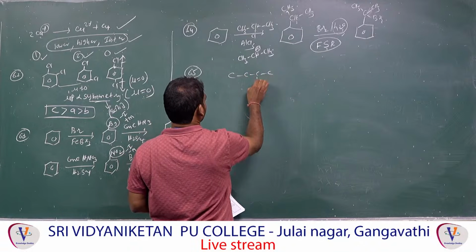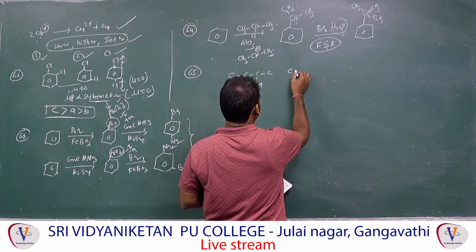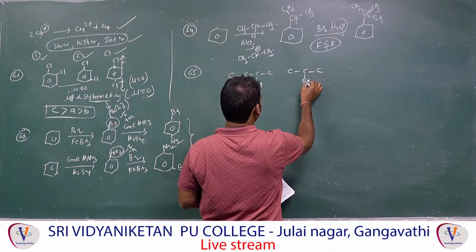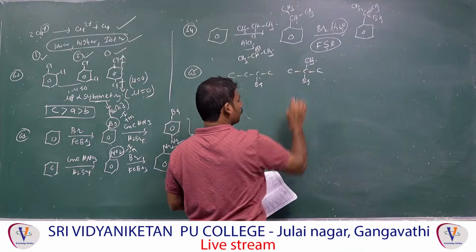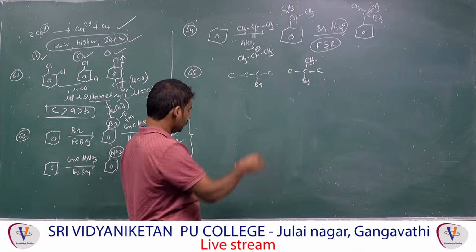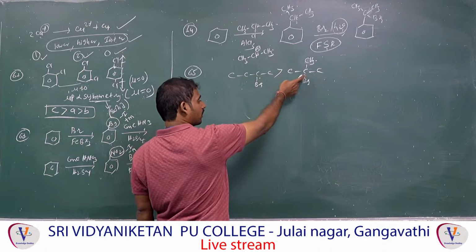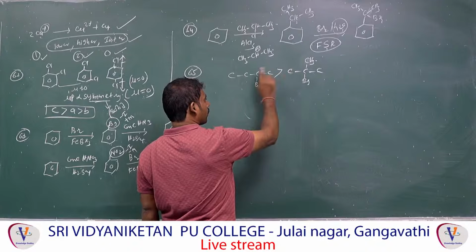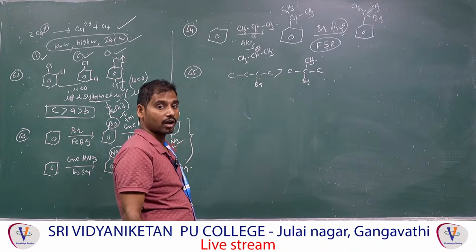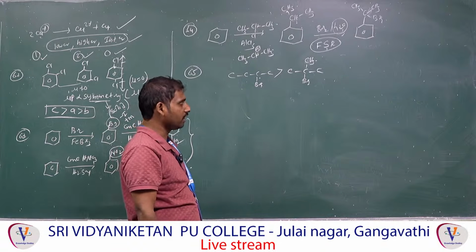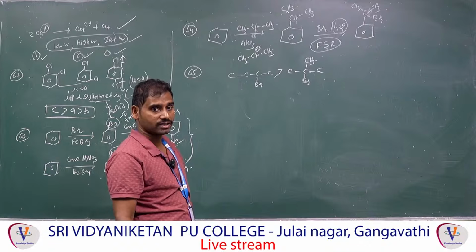2-bromobutane and 2-methylpropane. Which has the highest boiling point? This one has the higher boiling point. Why? Because both have the same molecular formula but different structural arrangement. Those are called isomers. Boiling point depends upon the carbon chain. As the carbon chain increases, boiling point increases. As branching increases, boiling point decreases.